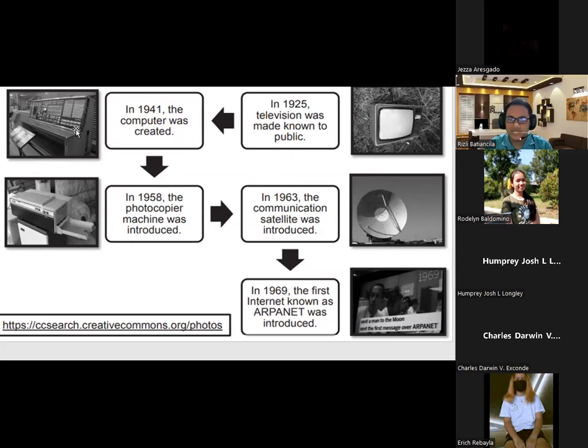Okay, so kung titignan natin. Okay, but it was created, the computer. And then in 1958, the photocopier machine was introduced naman, after the computer was created. Okay, in 1958, 17 years later, the photocopier machine was introduced.